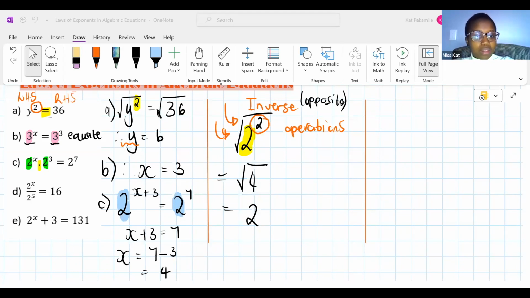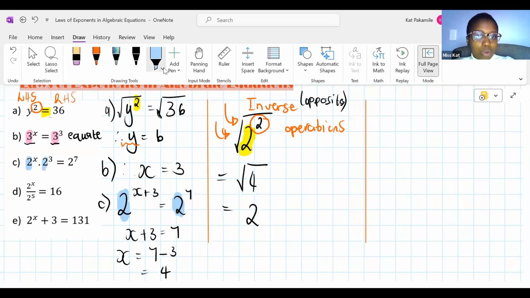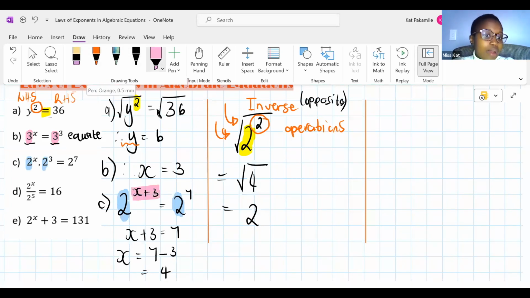So if we go from B, let's look at C now. So we applied the first law of exponents. It says when you are multiplying two numbers that have the same base, we have the same base, a 2 and a 2, we add the exponents. That's what we did in step 1. Are you still with me? Yes. Beautiful. And then after adding them, I go back to my rule. If the bases are the same, then the exponents have to be the same. So do you see why I made them equal?